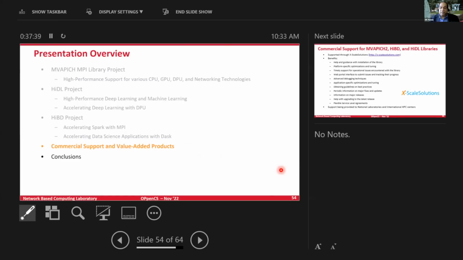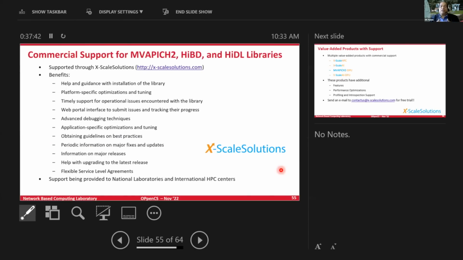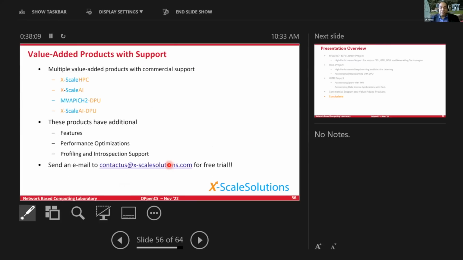As I indicated, over the years people have been asking us a lot for commercial support, just like for any other commercial software library. So this is where we established these Xscale solutions. Through these, we now provide support to many national laboratories and international HPC centers. We take care of optimizations and bug fixes. So think of it like commercial software. It is based on the MVAPICH2 library, but we are able to take care of your entire system, and all your users should be able to get good benefits.